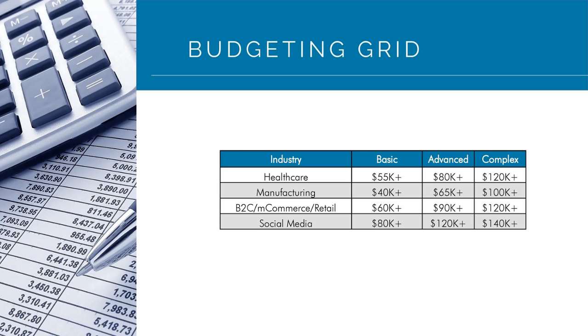Finally, that brings us to this simple budgeting grid. These are the industries that we really focus on. So for healthcare, you have basic, advanced, and complex, manufacturing, B2C, and social media as well. For healthcare, your basic app's $55K, manufacturing $40K, retail $60K, and social media $80K. And the prices go up from there.